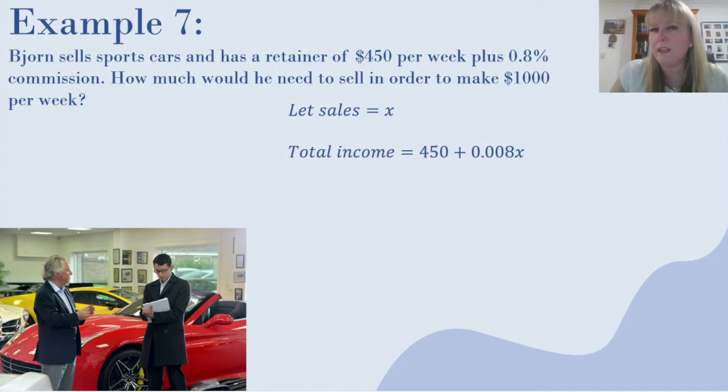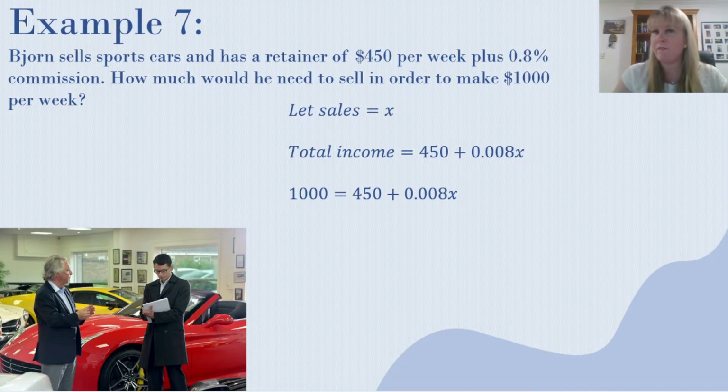So his total income is going to be the $450 retainer plus 0.008, that's that 0.8% as a decimal, multiplied by the number of sales that he sells, that x. That's what we're trying to find. Now, he needs to make $1,000 a week, so we're going to let that total income be equal to 1,000. 1,000 equals 450 plus 0.008x.